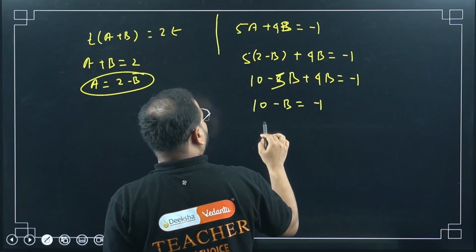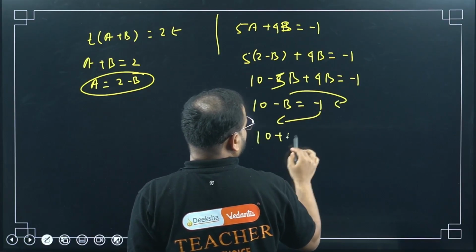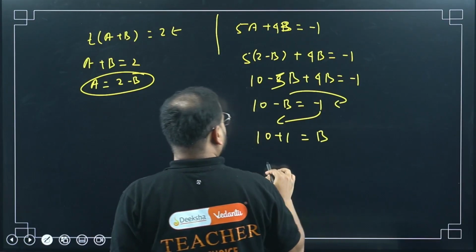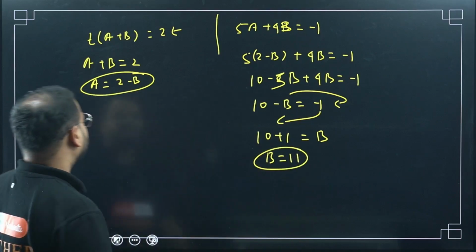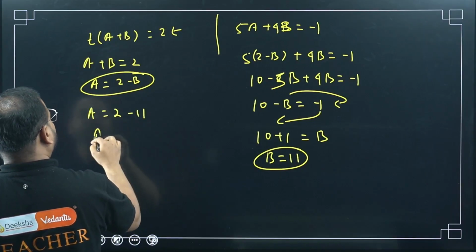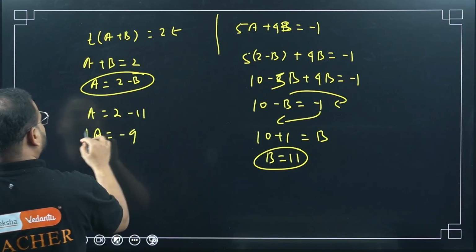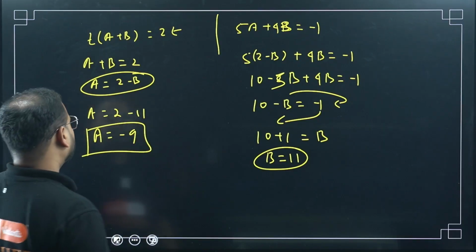So what is this? Bring it here and bring this here. I get 10 plus 1 equals to b. So I get b equals to 11. Now put it here. a equals to 2 minus 11. How much is that? a equals to minus 9. Okay, correct. Now I got this.